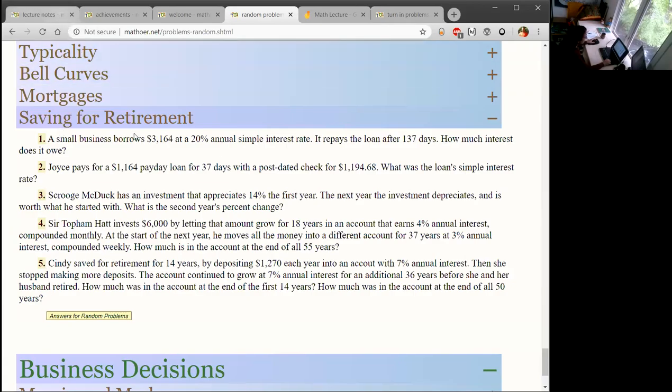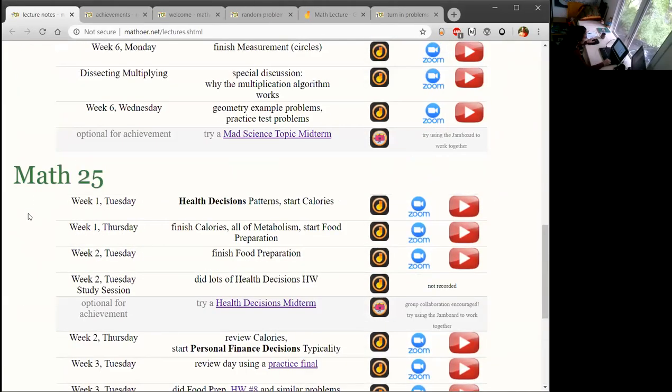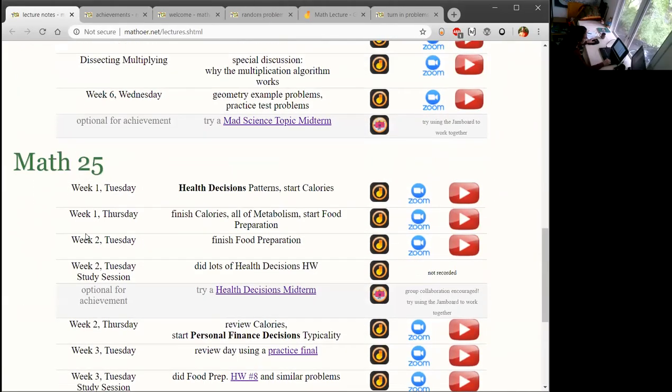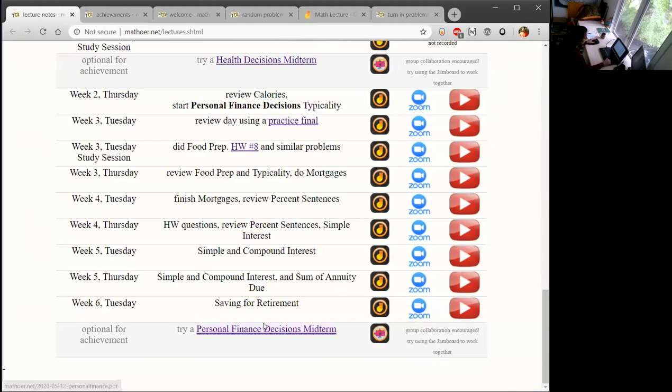One is that, as promised, when you go to the online lecture notes, at the bottom there's a new midterm for the personal finance decisions section. So if you want to take that at home, send me photos of your scratch paper, and then I will see if you get 70% or more for that achievement star.